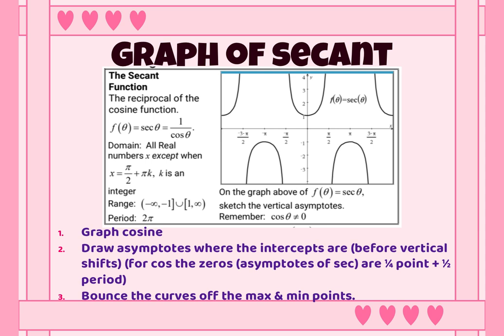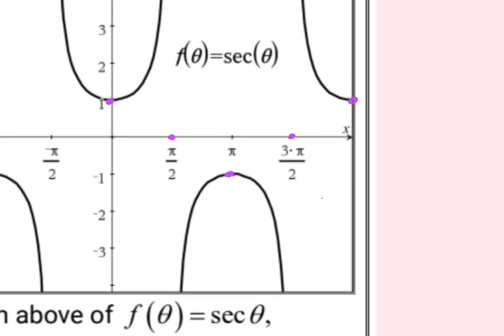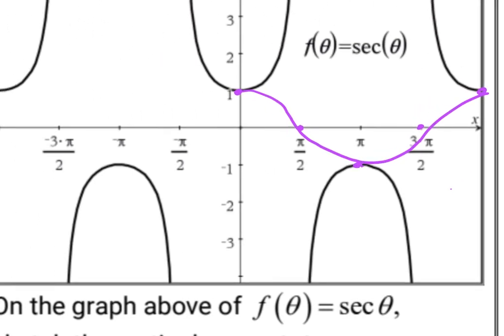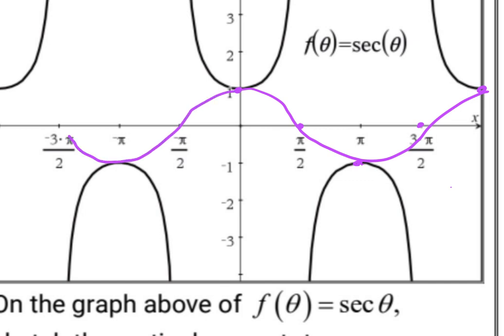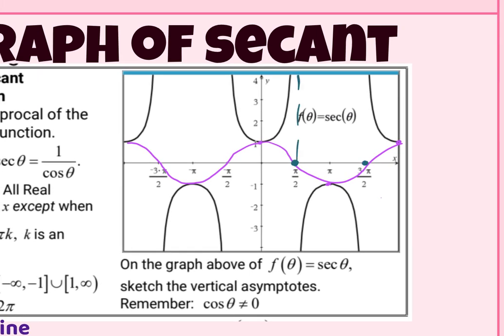All right, secant only has one difference, and that is the initial shape is cosine. So now we draw cosine, which starts at 1, goes down, down, up, up. We draw it. We want to make 2 periods, so it would continue this way. I'd want to find where every x-intercept is, and I want to make my asymptotes. And then I bounce the curves off the maxes and the mins.